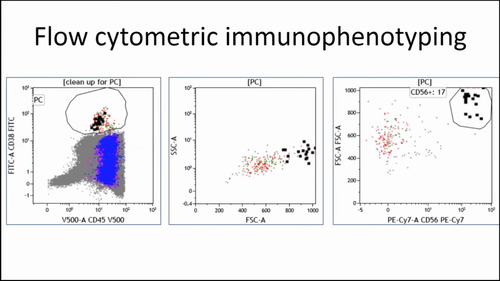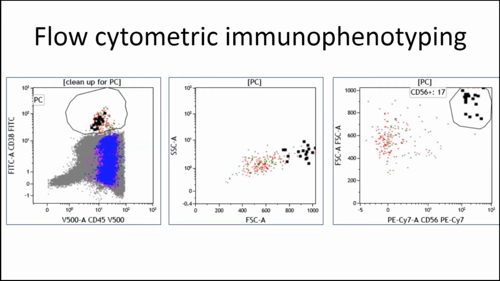Again, if we take the PC gate from our first plot and plot them against CD56 and forward scatter, we see this population that has bright CD56 and is quite large. We know from the patient's diagnostic flow cytometry that this is where her myeloma cells fall. So we can draw a gate around what we expect to be the residual disease.